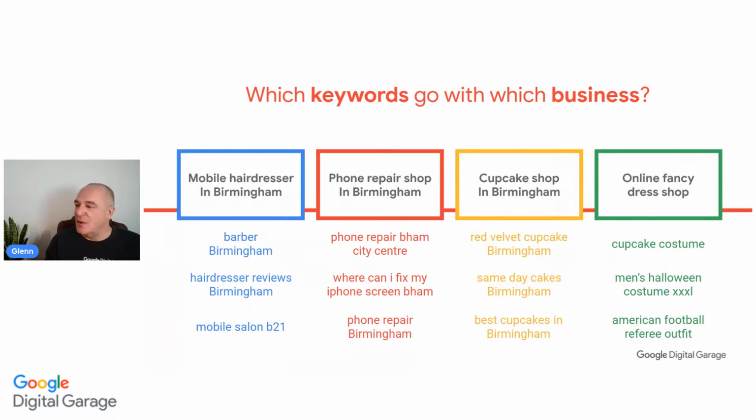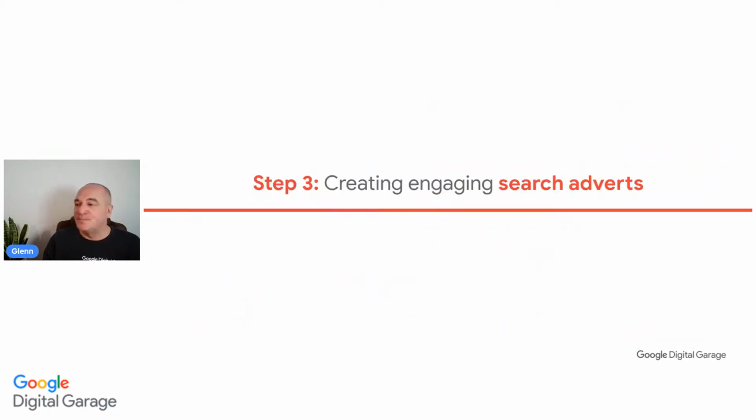So take some notes on that screen. Again, remember all of the variations that you have, same day cakes, Birmingham, Best Cupcakes in Birmingham, men's Halloween costume, XXXL. So again, the sizes, if you're a clothes retailer, the sizes of the clothes that you have and what you stock could be excellent keywords for you to use because people are searching for their sizes. Same with shoes. For me, that would be shoes size 11. So remember to keep your options very, very broad and wide with keywords.